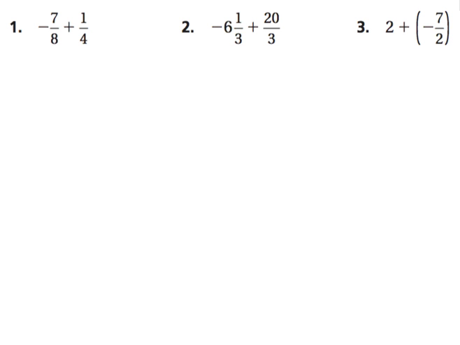Okay, for the next set of problems here, I would like you to try these. Pause the video, work it out on your own, and then hit play when you're ready.